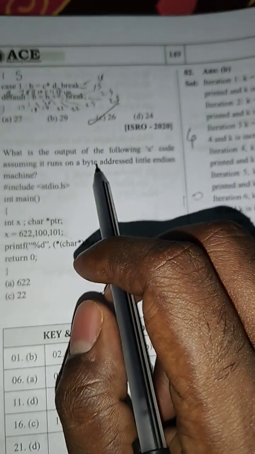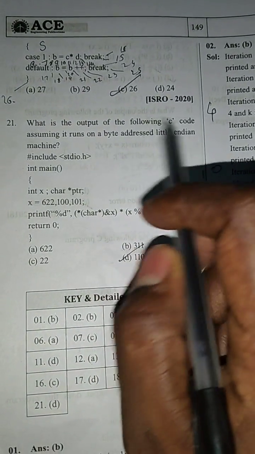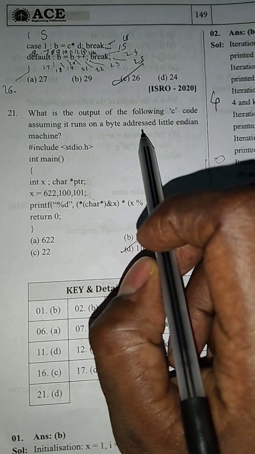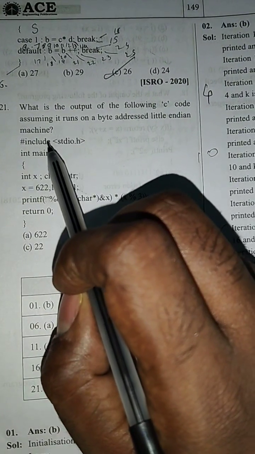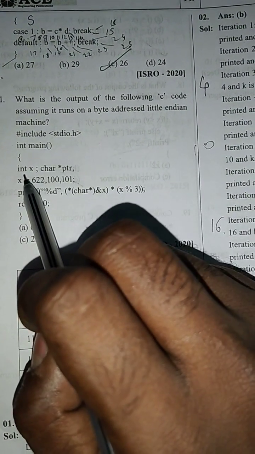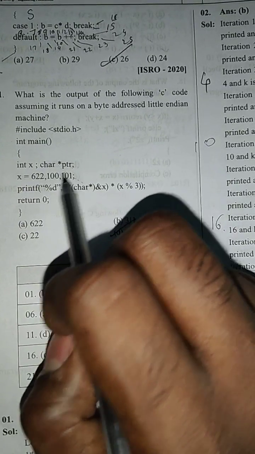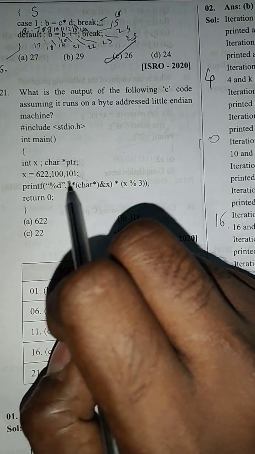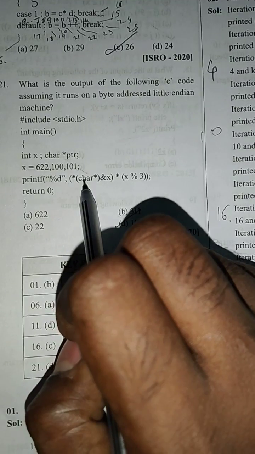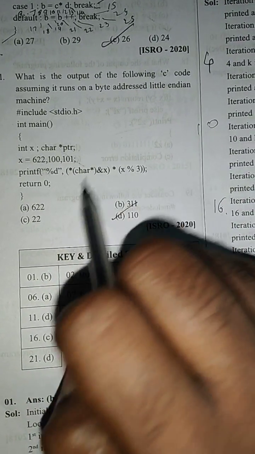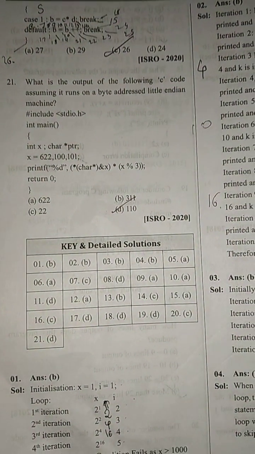What is the output of the following C code, assuming it runs on a byte addressed little endian machine? #include <stdio.h> int main, int x, char pointer, x is equal to 622, 100, 101. printf %d char x and this is 110.